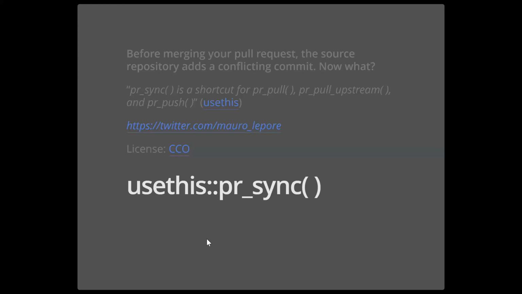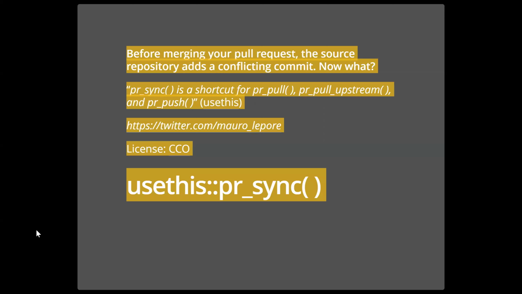So more realistic scenarios. Today, particularly, I'm going to talk about the situation where you need to synchronize your pull request with the source repository. So imagine we are a contributor and we have submitted a pull request, and that pull request has some merge conflicts that need to be solved before the pull request can be merged. So that is the job of the PR helper, PR sync, and that's what I'm going to be talking about today.